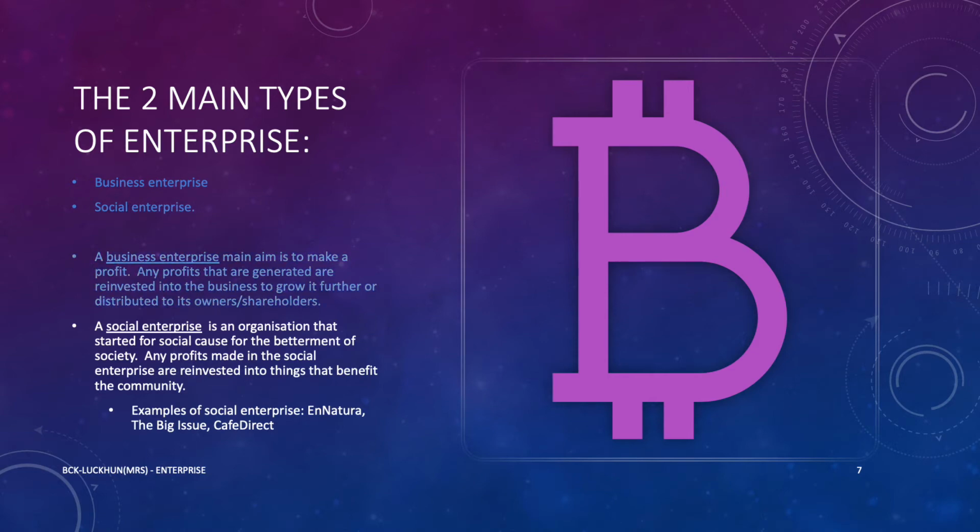A business enterprise's main aim is to make profit. Any profit that is generated is reinvested into the business to grow it further or distributed to its shareholders or owners. On the other hand, a social enterprise is an organization that started for a social cause, that is for the betterment of society. And any profit made in the social enterprise is reinvested into things that benefit the community.